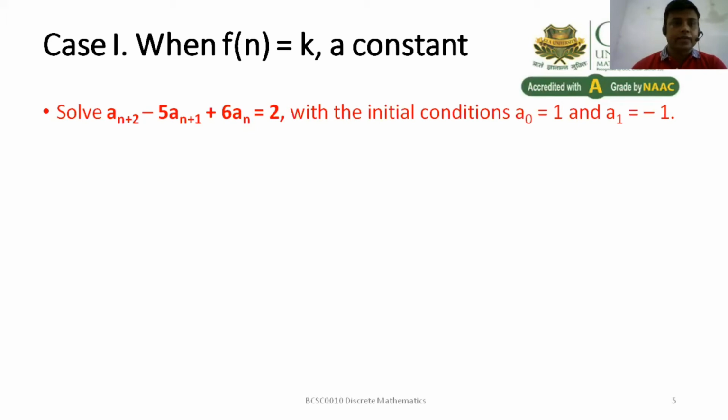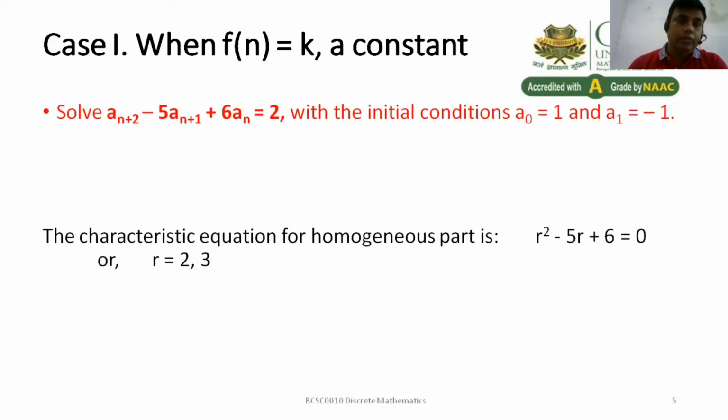This is a non-homogeneous recurrence relation because there exists a term which is not a multiple of any a_i, and that is 2 here. So this 2 is a constant, which is why this describes the first case, where f_n is some constant. And in this one we have been given the initial conditions a0 equals 1 and a1 equals minus 1. So how do we solve this? As I have told you, whenever we are solving any non-homogeneous recurrence relation, we first have to find its homogeneous solution. And this homogeneous solution will be obtained by putting the f_n part to be 0.